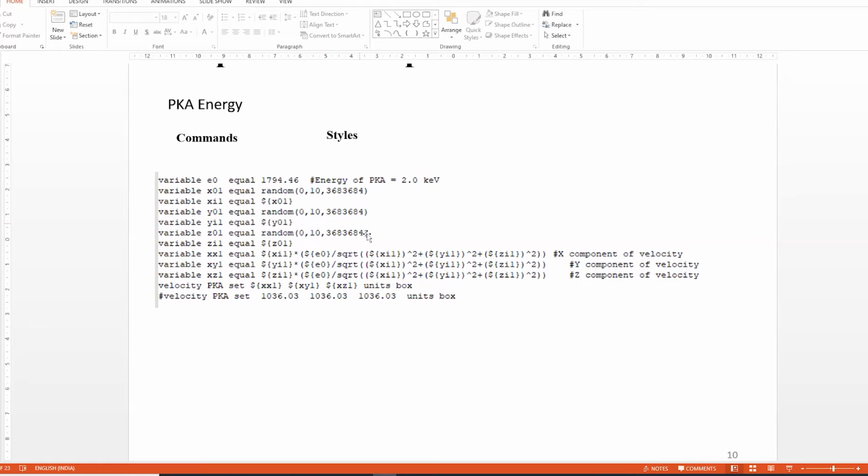Here, in my case, I am taking carbon-carbon interaction because my potential is for carbon-carbon. I have taken one atom as my primary knock-on atom, and I am giving that carbon atom 2 keV energy. I am defining the velocity in the x, y, and z directions. You can also give the velocity randomly, so here I am giving random. Initially I give Vx, Vy, Vz, and then later on this will propagate.